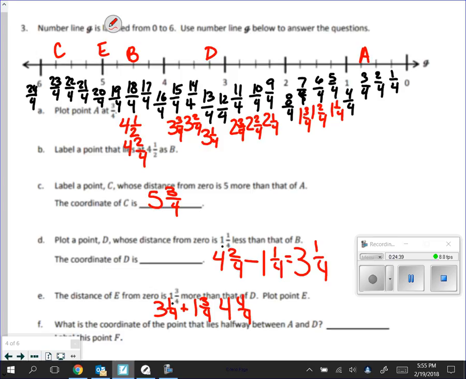What is the coordinate of the point that lies halfway between A and D? Label this point F. So if we have 3/4 here and 3 1/4 here, what is right smack in the middle? Right smack in the middle. It's 2.